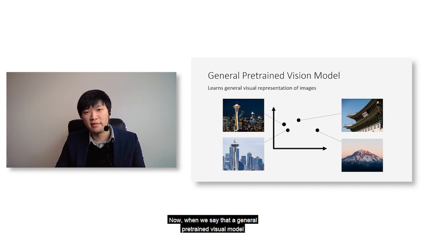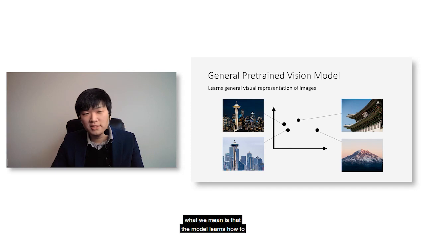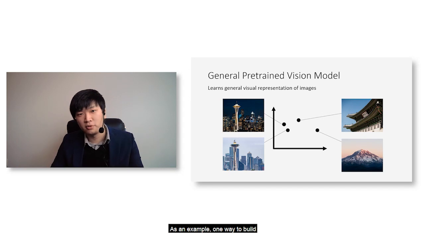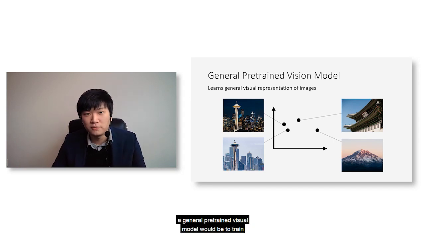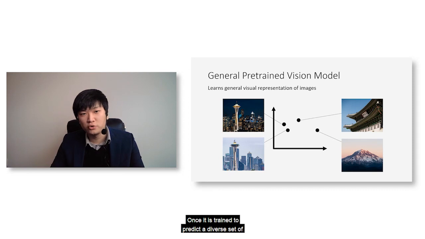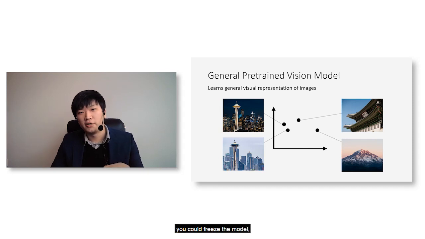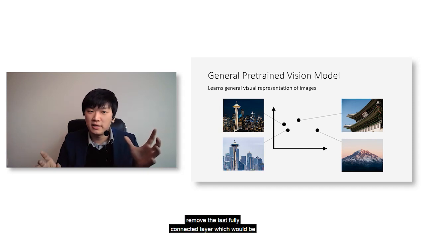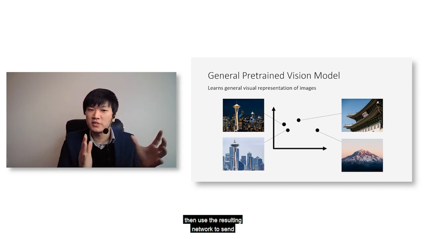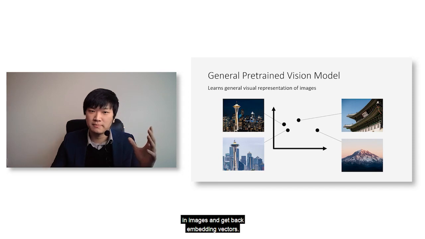Now, when we say that a general pre-trained vision model learns a general visual representation of images, what we mean is that the model learns how to encode pixels into vectors effectively. As an example, one way to build a general pre-trained vision model would be to train a convolutional neural network that learns to perform the image classification task on the ImageNet dataset. Once it is trained to predict a diverse set of classes ranging from chairs to animals in ImageNet, you could freeze the model, remove the last fully connected layer, which would be predicting the ImageNet-specific class scores, then use the resulting network to send in images and get back embedding vectors.